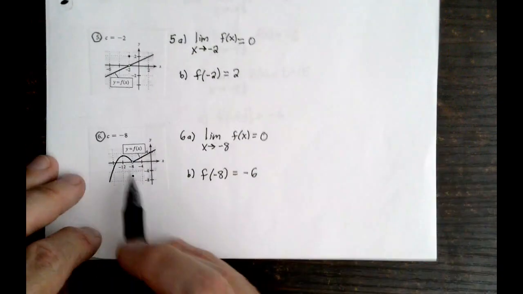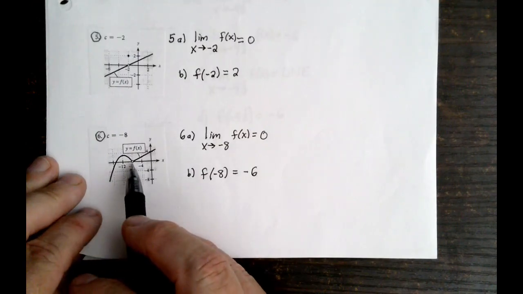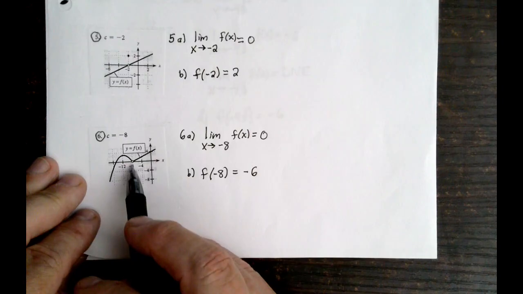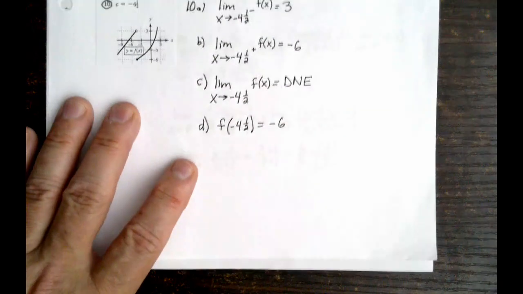And number 6, negative 8, you're approaching negative 8 from the left and the right. You approach a y coordinate of 0. And at negative 8, you approach a y value of negative 6.